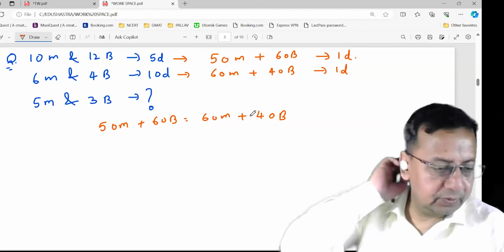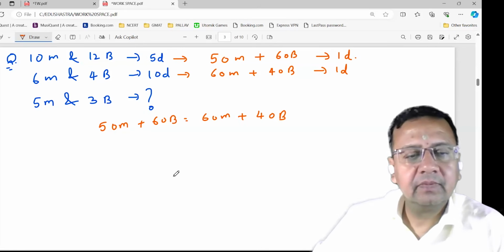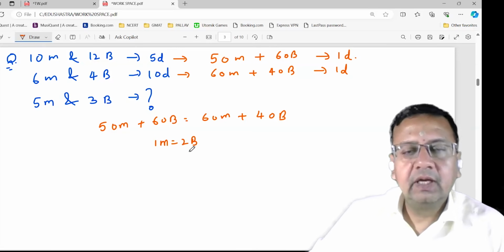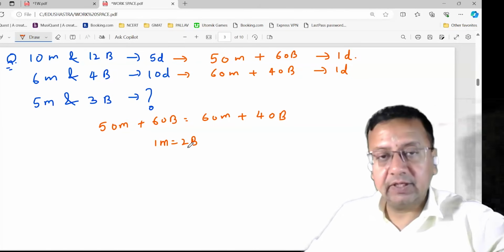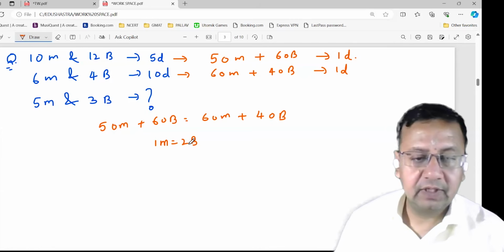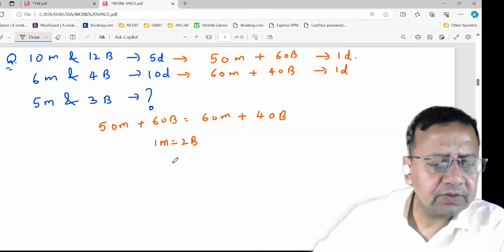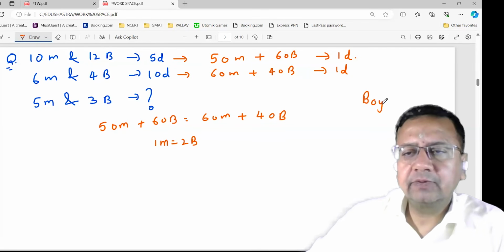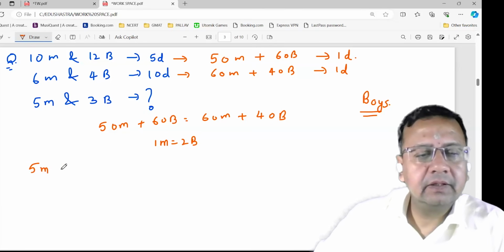So quickly tell me what is the relation between man and boy you're getting in this expression? 1 man equals 2 boys. Yes, 1 man is equal to 2 boys, right? So see, this is the relationship you are getting, which was already given to me in the previous question. Now, everything is the same as we have done in the previous one. So, 1 man is equal to 2 boys. So again, you can take the whole data in terms of boys, right?